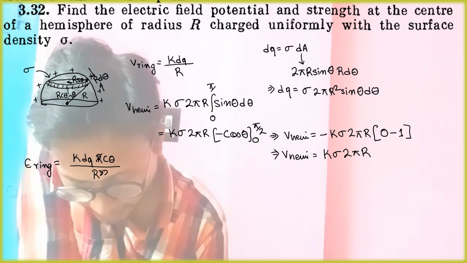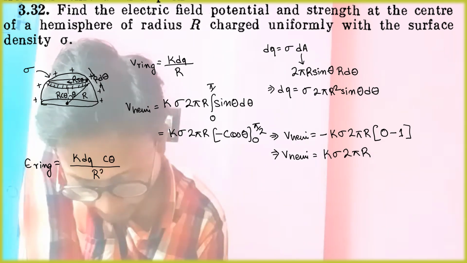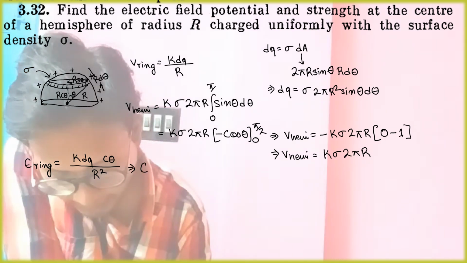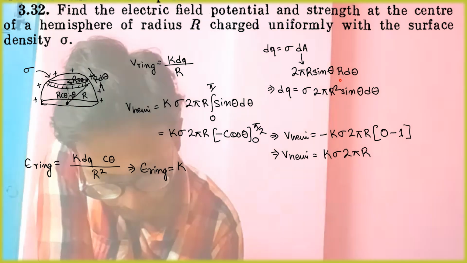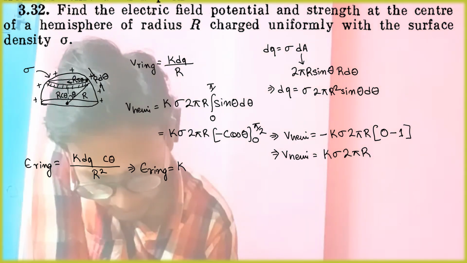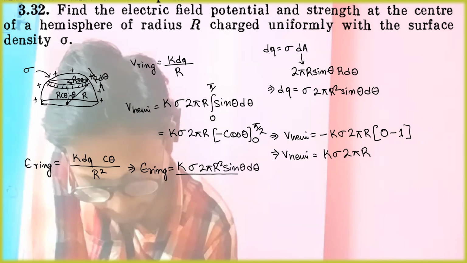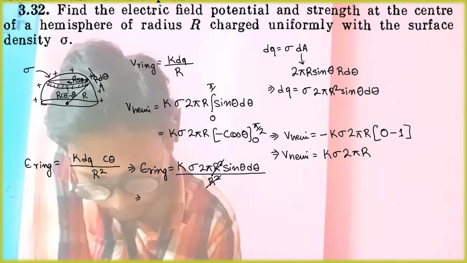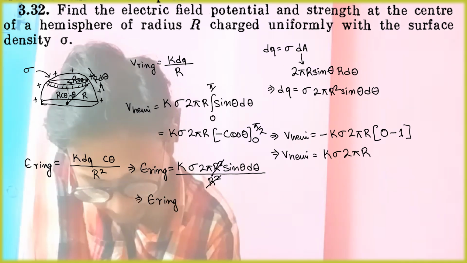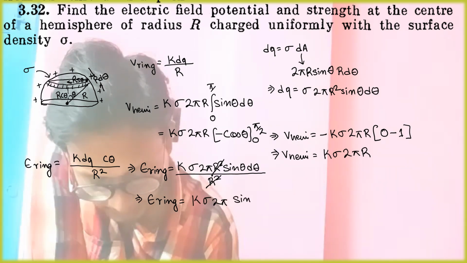R and r cube would get cancelled to become whole square. So this would become r whole square. Now electric field due to the ring is nothing but k dq. What is the value of dq? The value of dq is nothing but sigma into 2 pi r square sine theta d theta divided by r square. Now if I cancel this out, similarly potential due to ring, sorry, electric field due to ring is nothing but k sigma 2 pi into sine theta d theta.